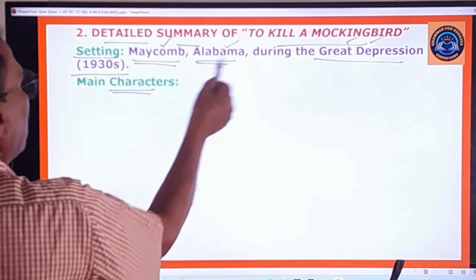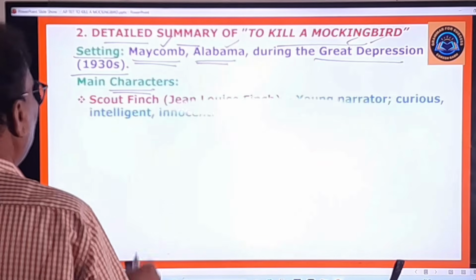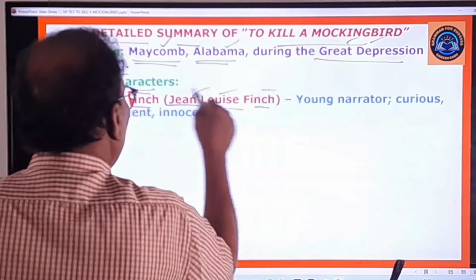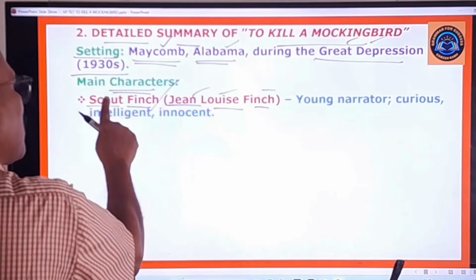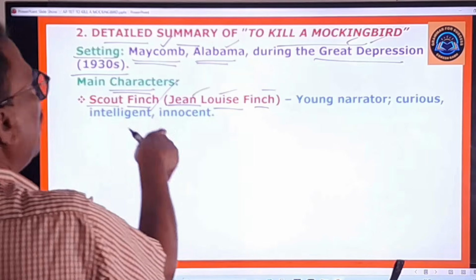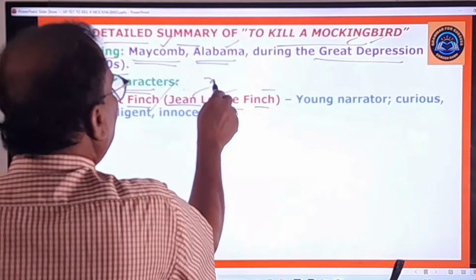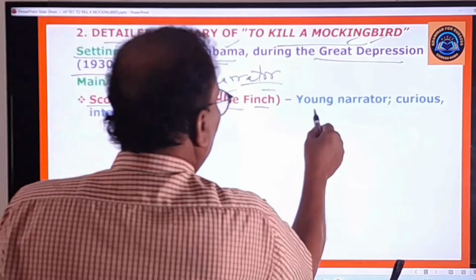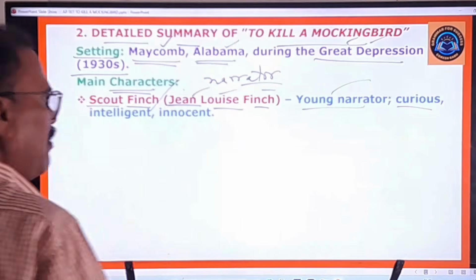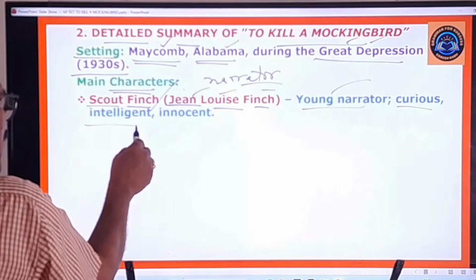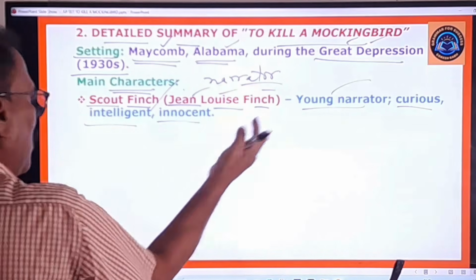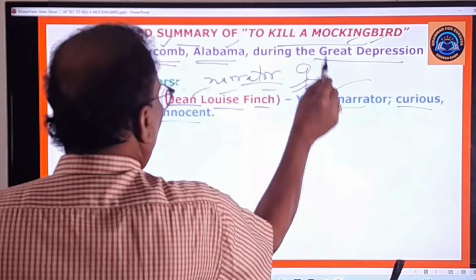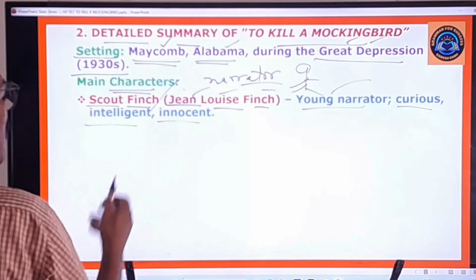Who are the main characters of this novel? Here you pay attention. Scout Finch or Jean Louise Finch. She has got two names, Scout Finch. You can also call her Jean Louise Finch. This is the narrator of this story, the young narrator. Curious, very enthusiastic, intelligent and innocent. So all these good qualities are there. This is Scout Finch, the main character of this novel.